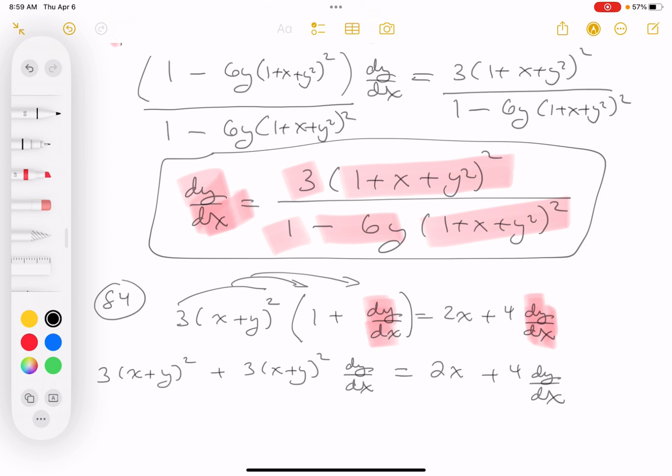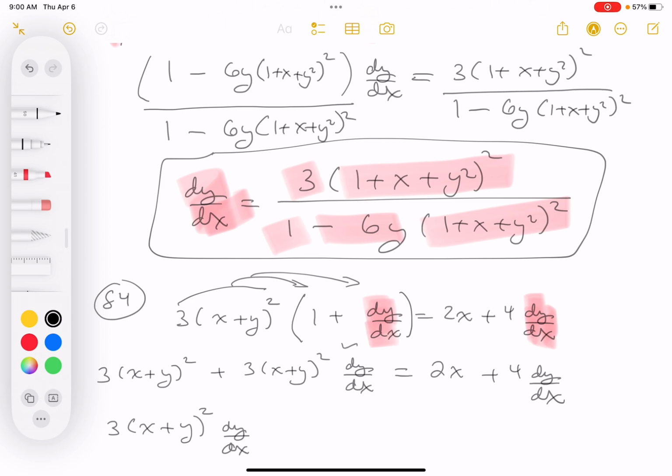Let's write this over here. It's going to be 3(x plus y) squared. Whoops, made a mistake there. This is what I don't like about copying a lot. I actually prefer to type it, because typing I can do copy-paste. Then you get dy/dx.